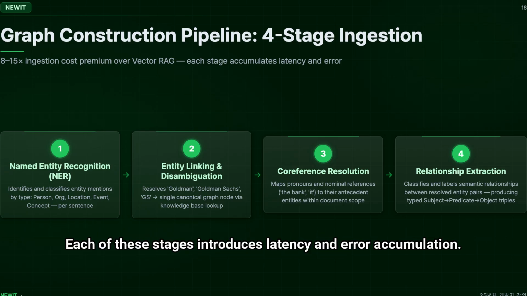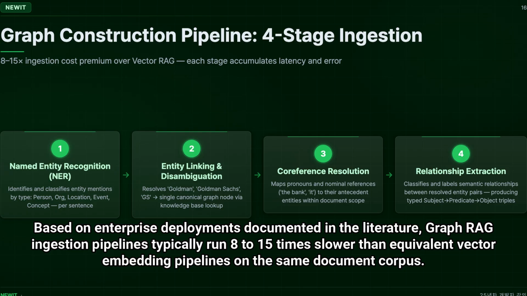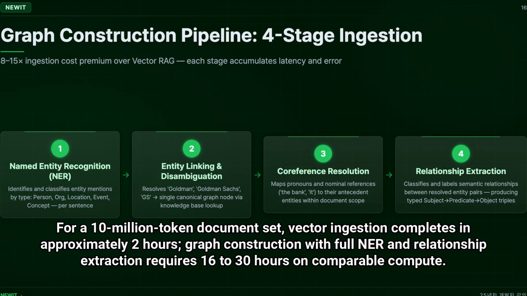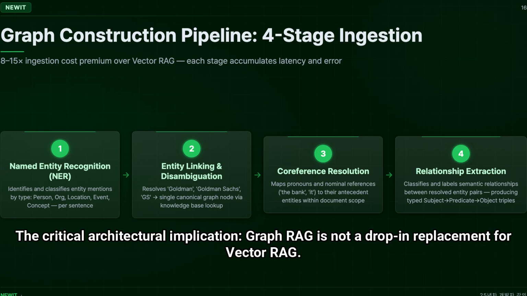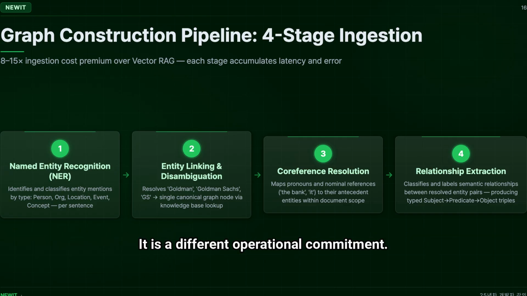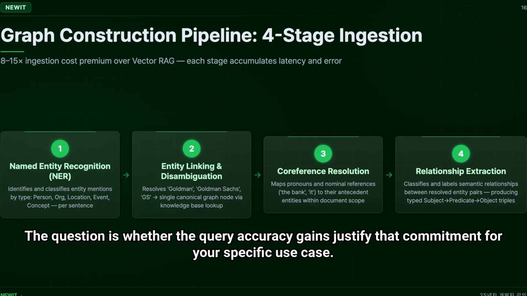Each of these stages introduces latency and error accumulation. Based on enterprise deployments documented in the literature, GraphRAG ingestion pipelines typically run 8 to 15 times slower than equivalent vector embedding pipelines on the same document corpus. For a 10 million token document set, vector ingestion completes in approximately 2 hours. Graph construction with full NER and relationship extraction requires 16 to 30 hours on comparable compute. The critical architectural implication: GraphRAG is not a drop-in replacement for vector RAG. It is a different operational commitment. The question is whether the query accuracy gains justify that commitment for your specific use case.